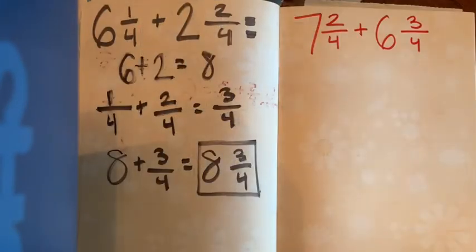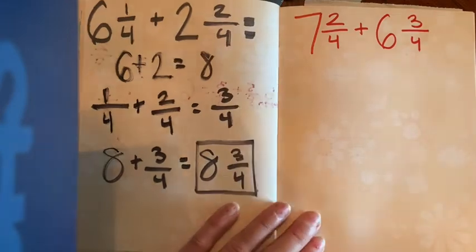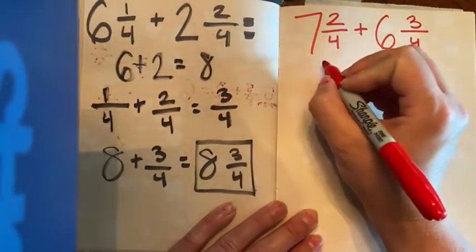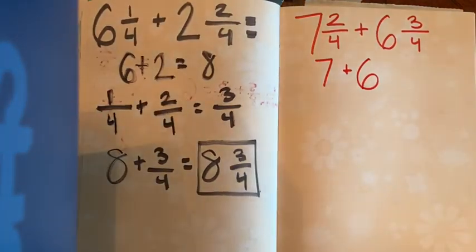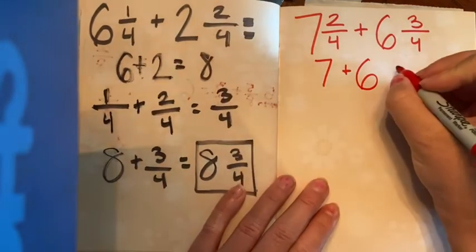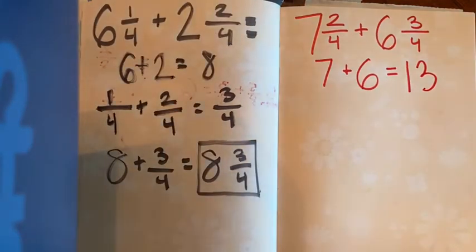I'm going to have you look to the right of our page. We have the fractions and mixed number addition sentence 7 2/4 plus 6 3/4. So we're going to take it step by step using the standard algorithm way. We want to recognize those whole numbers. We have 7 wholes and 6 wholes. So we are going to add those whole numbers together. 7 plus 6. When we add those together, we know we're going to receive at least 13 wholes.